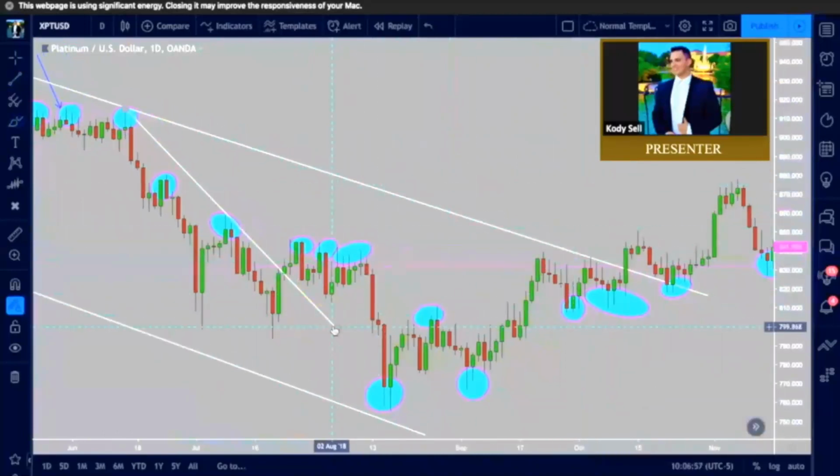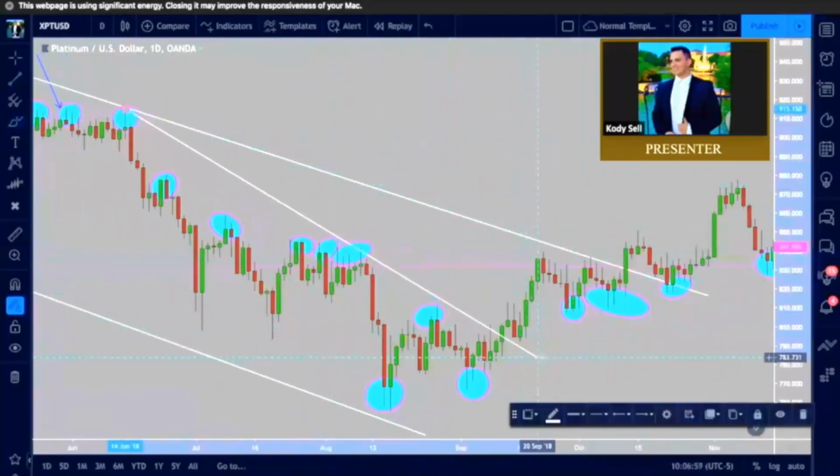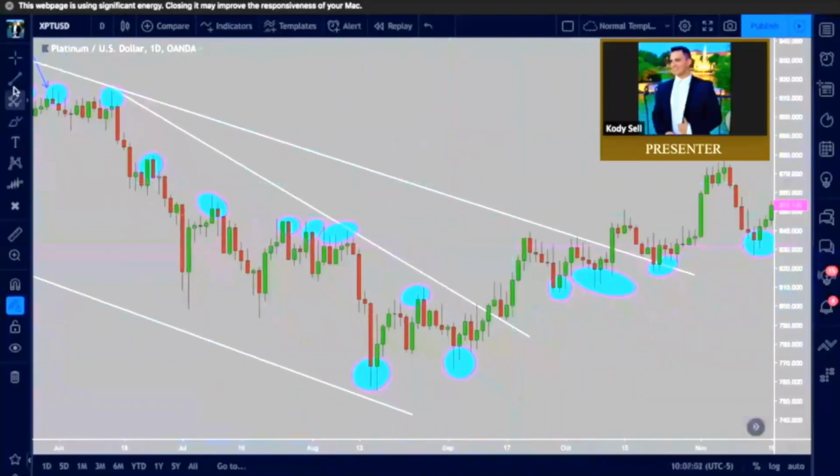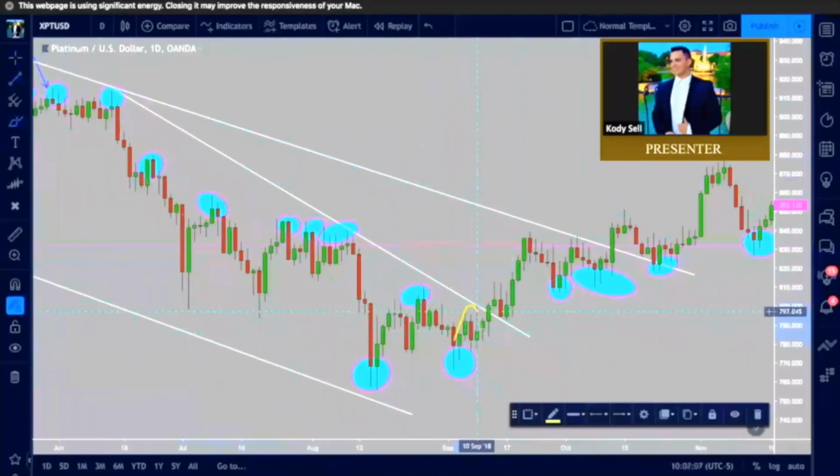All right, what else could we have connected? We could have connected this like that. Again, pretty simple stuff. Resistance, resistance right here, broke through. Resistance became support. We continued on.